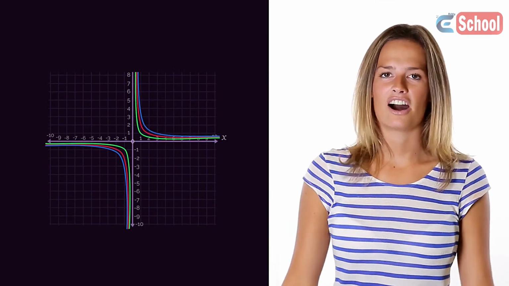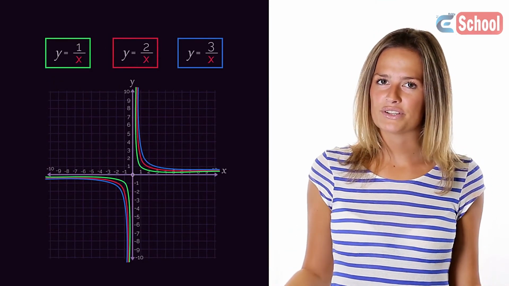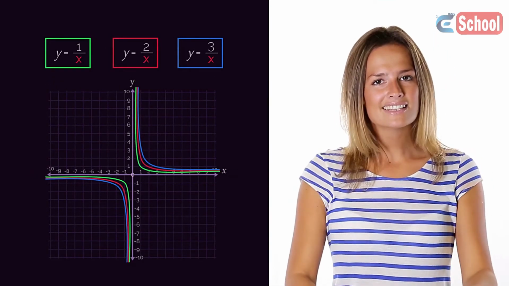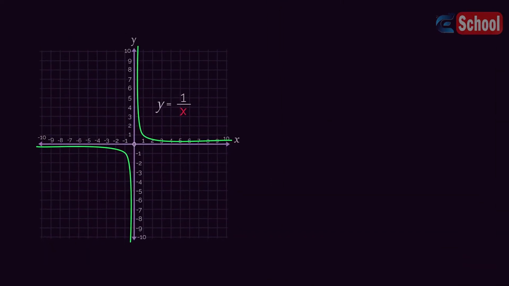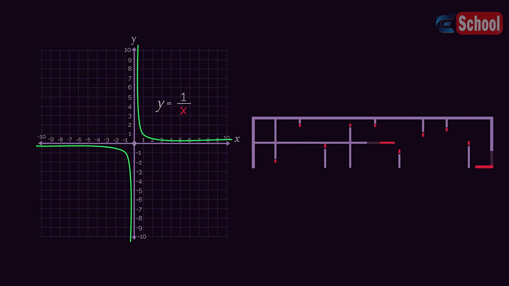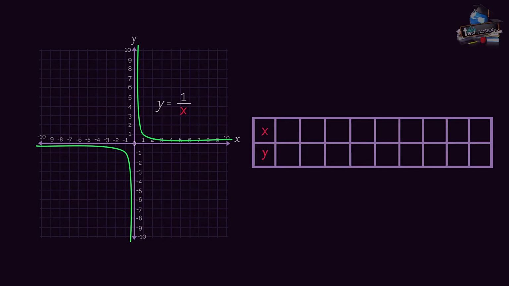So going back to the graphs, why do they split into two separate parts? Let's have a look at y equals 1 over x in more detail. So we have our table of values, and if we substitute these x values into y equals 1 over x, we get these values. See how as x gets smaller, so closer to 0, the y values get bigger.